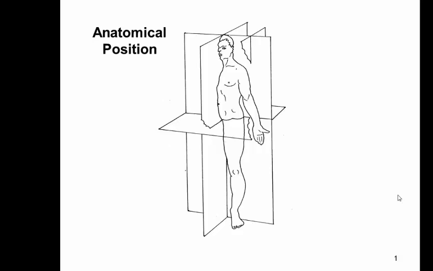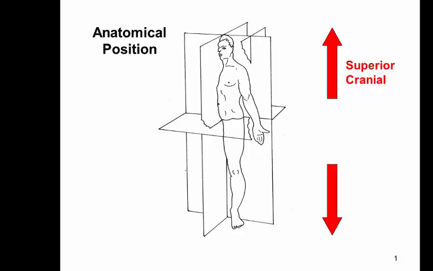The first terms that we're going to introduce are the terms superior and inferior. Superior means towards the head. So the eyes are superior to the mouth. An analogous term for superior is cranial. The opposite to superior is inferior or caudal, and this refers to structures located towards the feet. So an example would be that the nose is located inferior to the eyes.